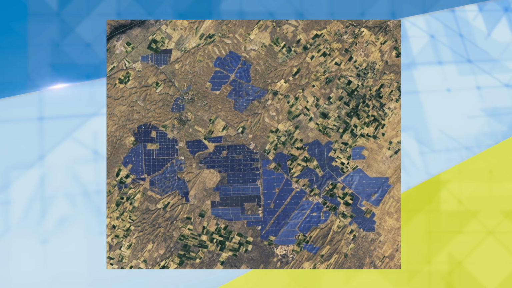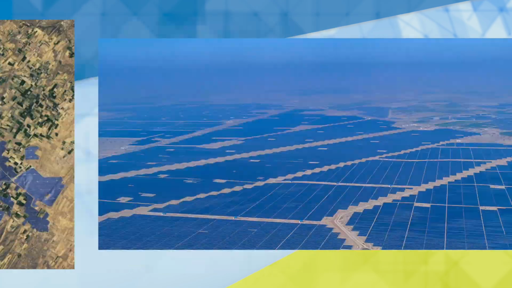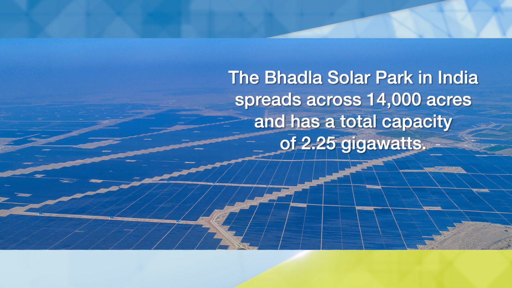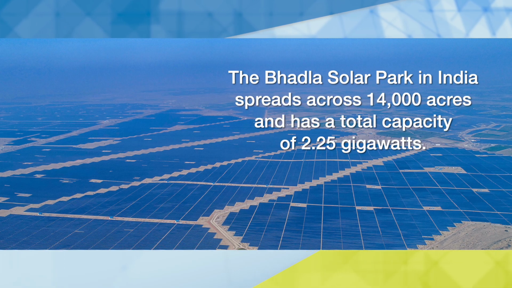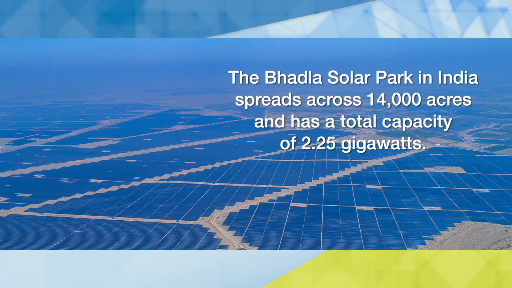As of June 2021, the largest solar farm in the world was the Bhadla Solar Park in India. It's spread across 14,000 acres and has a total capacity of 2.25 gigawatts.